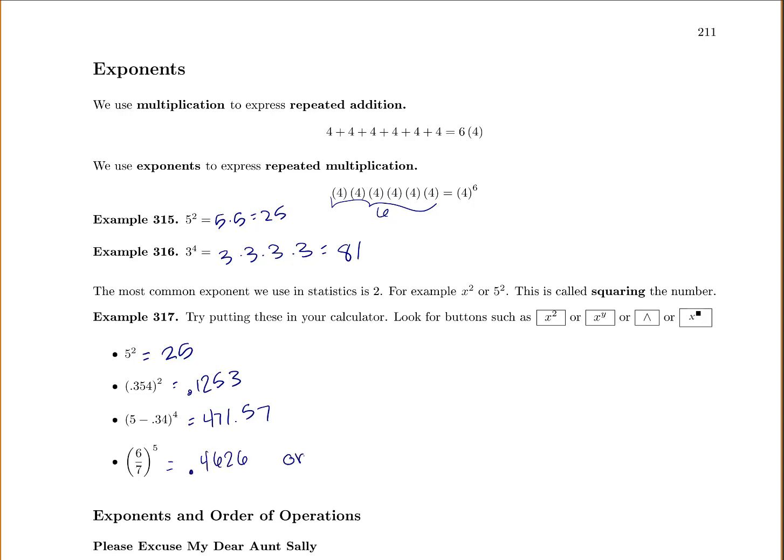If you happen to be in fraction mode, you might have gotten 7776 over 16807. This is why I prefer decimals over fractions, because that makes so much more sense to me than this does. It's really hard for me to get a scale from that, but decimals I understand.